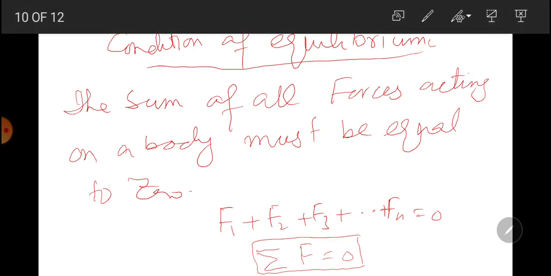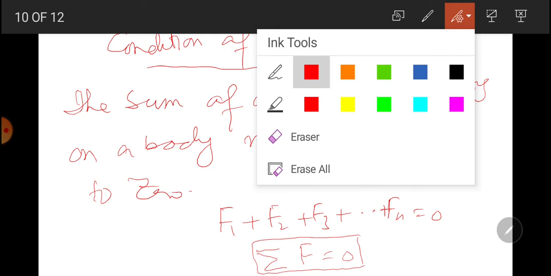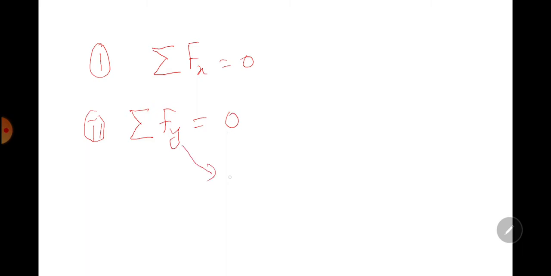The first condition of equilibrium can be divided into two types. Sum of all forces acting horizontally must be equal to zero. The second part: sum of all forces acting vertically is equal to zero. This is the vertical component. This is the horizontal component.